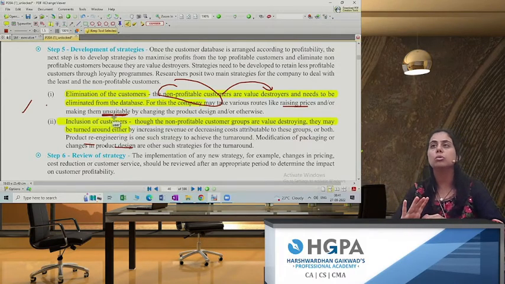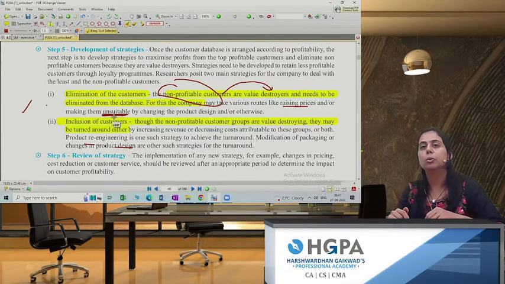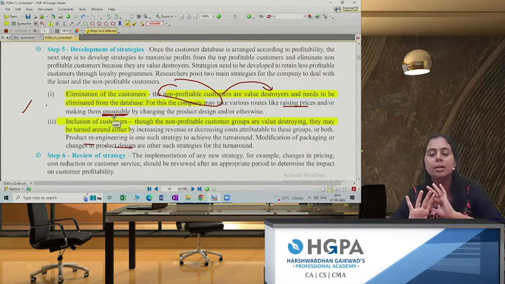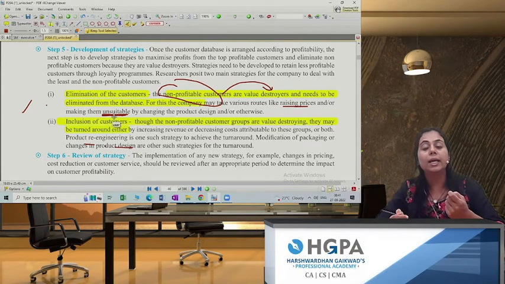For example, I don't want to sell phones to the middle class. I will raise the price of my mobile by 90%, so that middle class people don't purchase my phone. So the first strategy which can be on the basis of profit is eliminating the customer. I don't want the customer in my database. For that, what I can do is make the product unsuitable for that customer, or the basic point of increasing the cost.